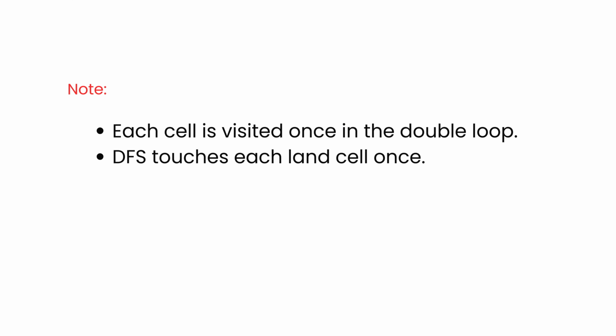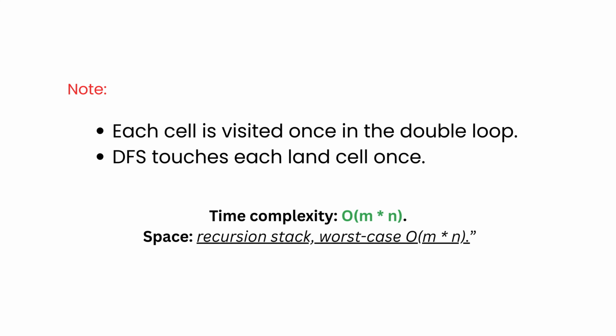Each cell is visited once in the double loop. DFS touches each land cell once. Time complexity: O(m*n). Space: recursion stack, worst case O(m*n). The algorithm scans the grid for new land cells, then DFS fully explores and sinks each island so it's counted exactly once. Efficient, simple, and elegant.